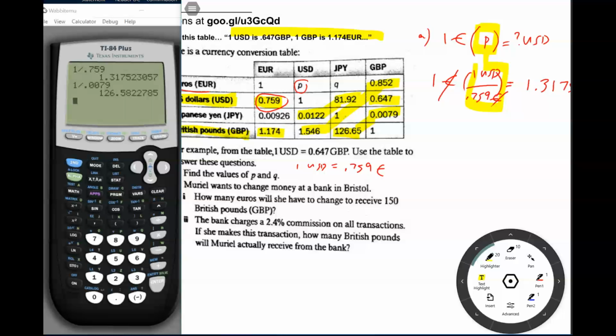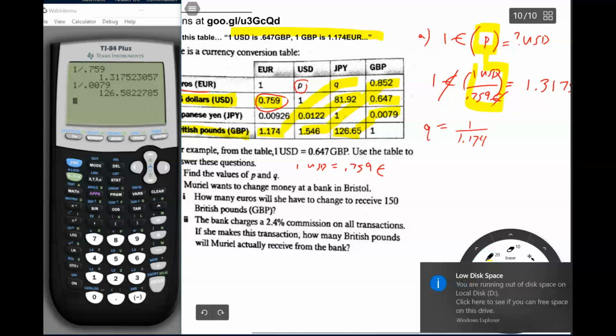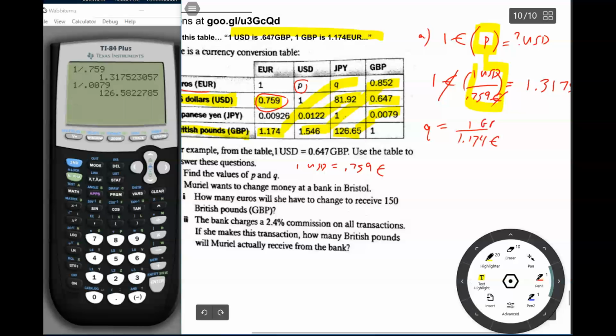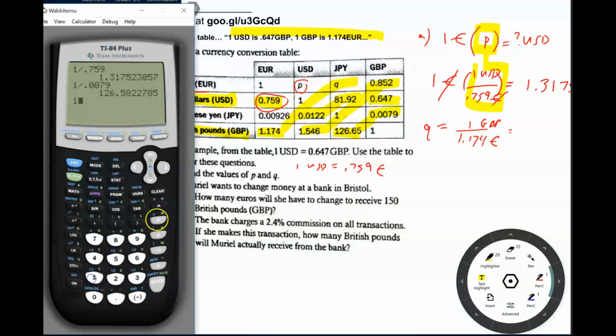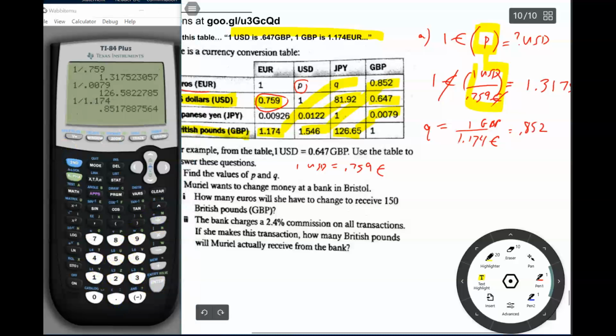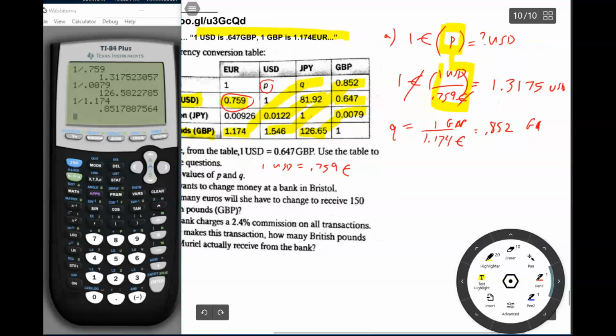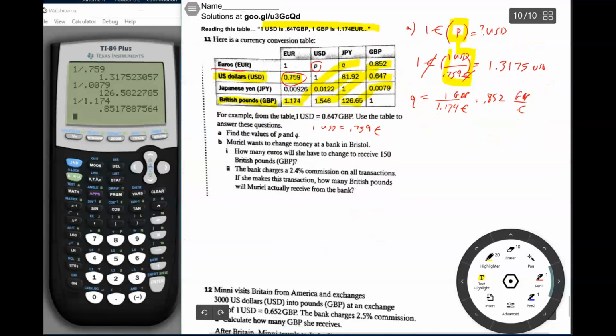Okay, so let's find Q. So Q would just be the opposite, the reciprocal of 1.174. So I'm going to write that down. So Q is equal to 1 over 1.174. And 1.174 is the number of euros in a GBP. Okay, and so I'm going to put 1 divided by 1.174, and that is 0.852 GBP per euro. Okay? Alright, that was part A.